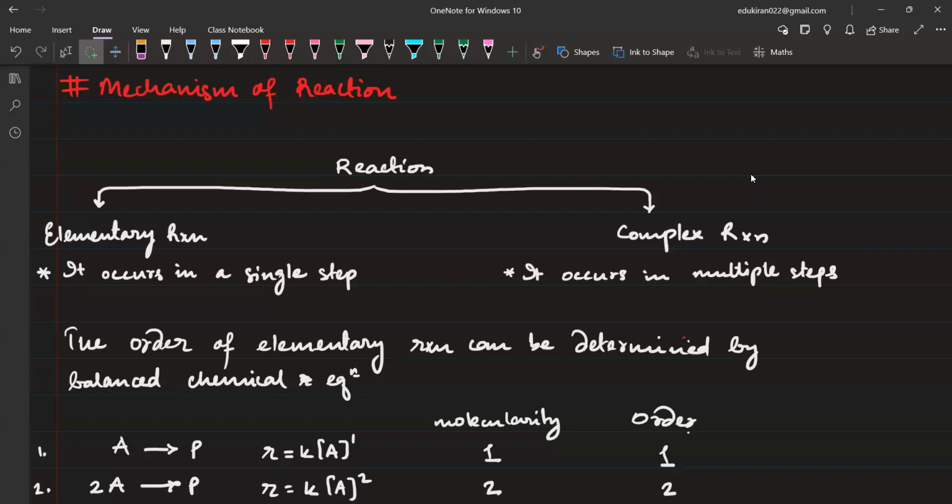Yeah. So today we are going to discuss the topic that is under mechanism of reaction. So in mechanism of reaction, we are going to talk about the different types of reactions on the basis of the number of steps it takes for a reaction to occur. So if a reaction is happening in one step, single step, then we say that it is an elementary reaction. It is happening in a single step, like one step the reaction is over. But when we have a complex reaction, complex reactions, they occur in multiple steps.